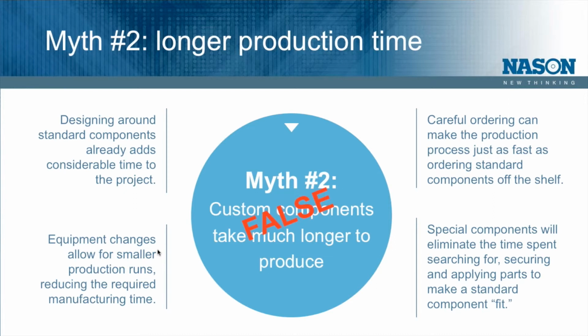With the right information on the front end, this process can be just as quick as ordering a standard off-the-shelf component. Choosing an application-specific component also eliminates the additional time and work spent searching for, securing, and applying additional parts needed to make a standard component fit.